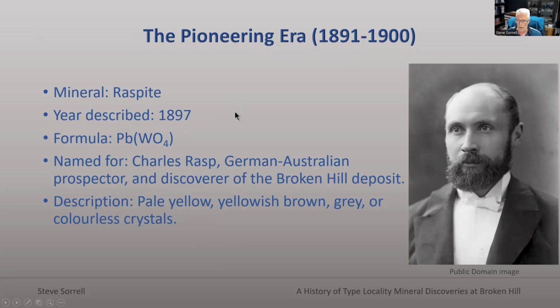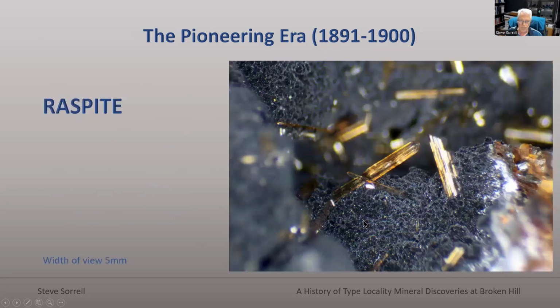He thought he'd discovered a tin deposit, not a silver lead deposit, but he certainly did quite well out of it. And the photo that you can see on the right-hand side there of Rasp, it says public domain image underneath, which it is, but I actually got AI to help clean it up to have it as a presentable image rather than the blurry one that is normally around. And it still looks like him, which is good. It's impressive. And then raspite are the long prismatic crystals. They're usually an orange-brown, sometimes a reddish colour.